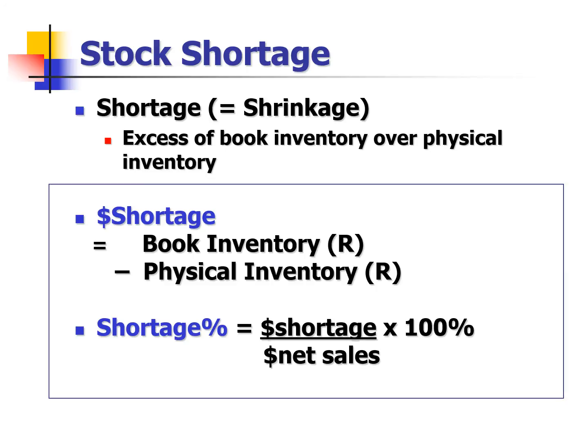The shortage dollar will be calculated by taking the difference between the book inventory and physical inventory. You usually do book inventory minus physical inventory. If you see any positive answer here, which means your book inventory is greater than your physical inventory, then there is a shortage. If you see a negative number here, then it's going to be overage, which we will talk about on the next slide.